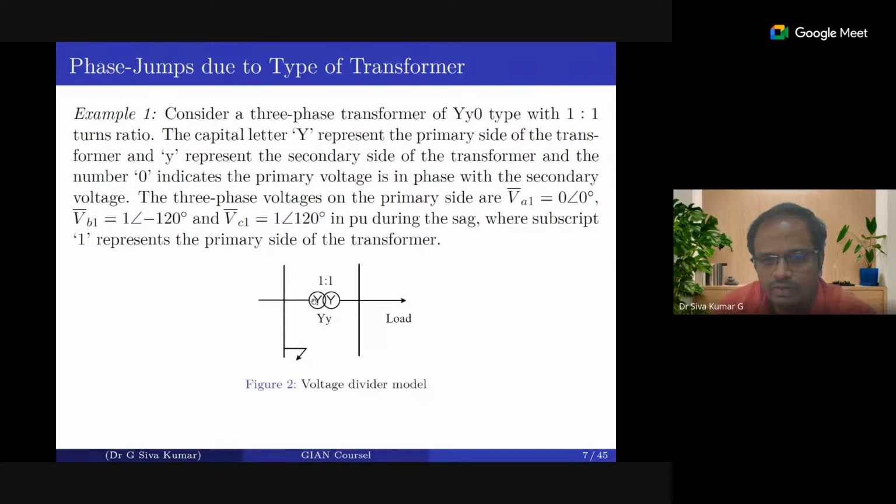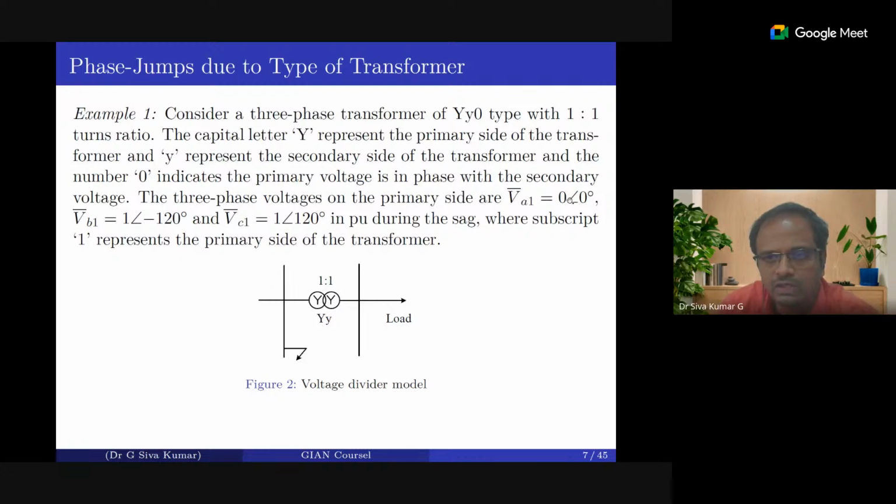We'll look into one example, considering that the primary side voltages are VA is 1 at an angle of 0, VB is 1 at an angle of minus 120, and VC is 1 at an angle of 120 degrees. What we are going to see is whether the same voltages are going to be affected on the load side, or whether there will be some difference. Looking at the type of connection, we have a star connected transformer.